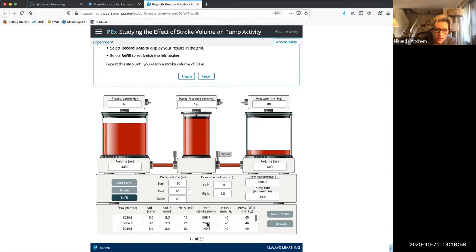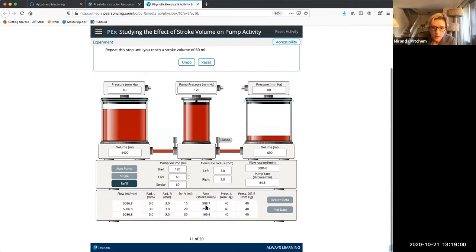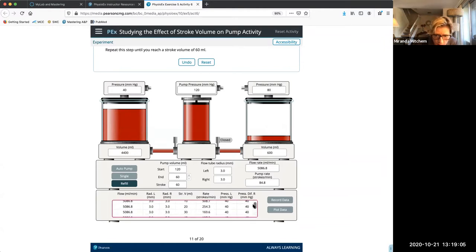Record data. Okay, so let's see. The data table here is not very user-friendly. So as we increased our stroke volume, our rate is dropping, right? We started at 508.7. We're at 254, 169. And then finally, as we get to our higher stroke volumes at 50, it's 101.7 strokes per minute. And then at 60 a stroke volume, it's 84 strokes per minute.